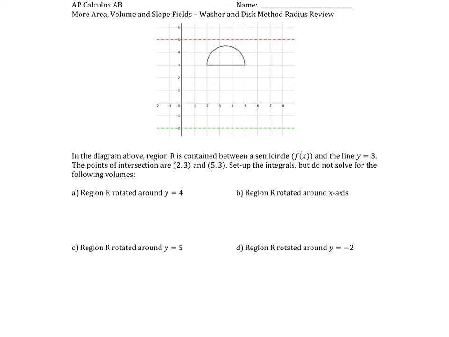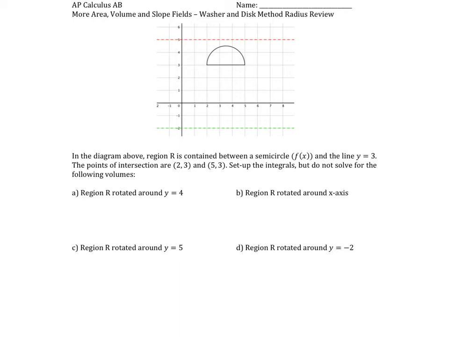Alright guys, I wanted to give us some extra practice using the washer and disk method, but specifically just defining the radius and setting up the integrals, because I think that's probably one of the trickiest parts. The integrals themselves are pretty easy to do. Usually it's just setting them up. And within that, it's really just finding out what the radius or the radii are, depending on what method we're using. So I gave us a little diagram here, and just wanted to practice setting up these integrals in hopes that that might help you with any of these problems going forward.